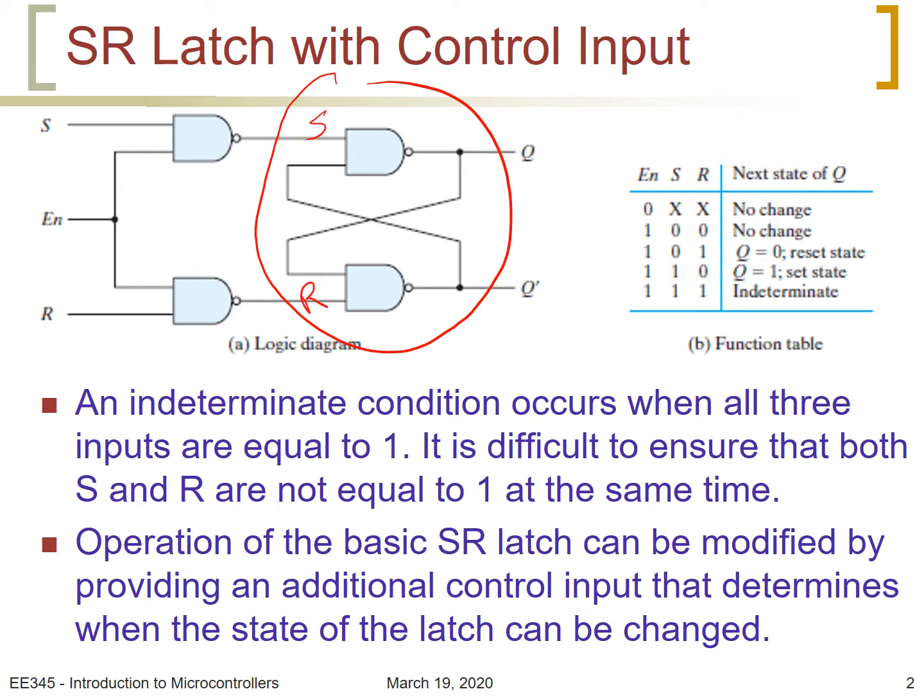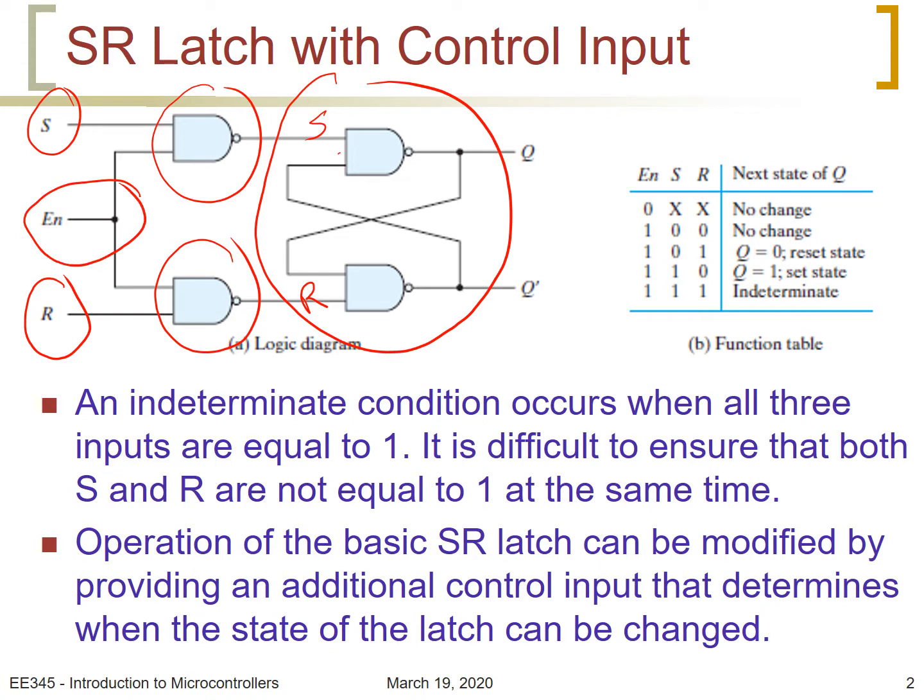Now, suppose we send the set and reset not directly to the previous part, but through two other NAND gates, and we put an enable here as the other input of each NAND gate. Let us see what will happen.